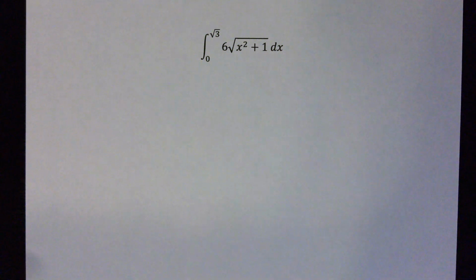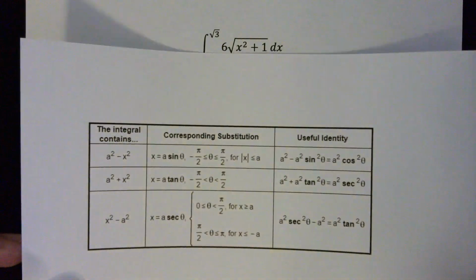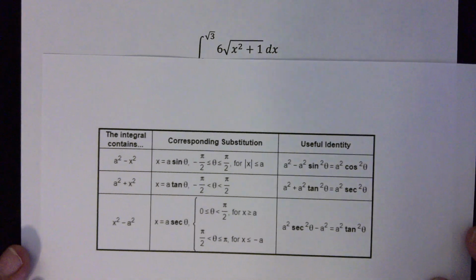In this problem, we are looking at the integral from 0 to the square root of 3 of 6 square root of x squared plus 1. So we're going to use trigonometric integration on this. Since we're doing that, let's look at this chart to see which one we should use.